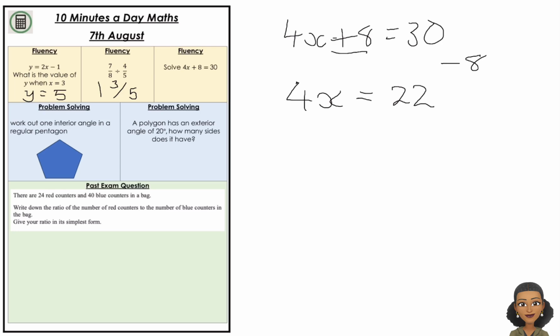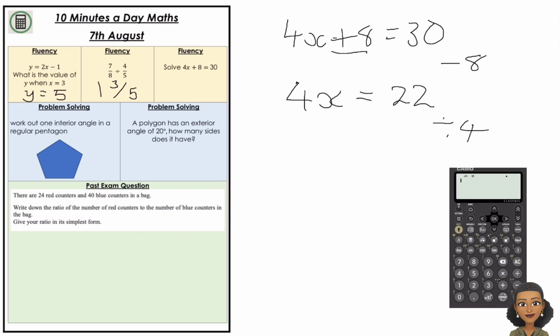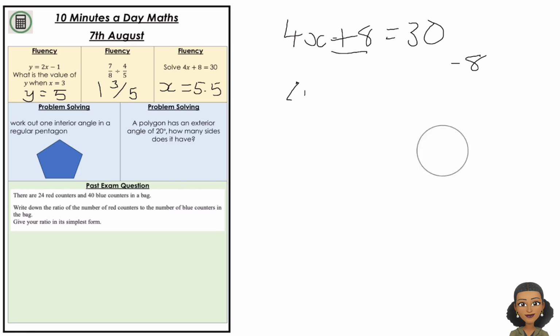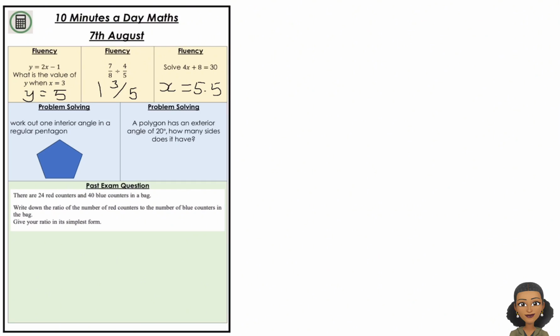Now, a number next to a letter, as I mentioned earlier, means times. We are doing the inverse every step to get that x on its own. So we're going to now divide by 4. So you can see on my screen, I'm doing 22 divided by 4, which gives me 5.5. So we can see here that x equals 5.5. So now we've solved it, we can now write our answer, which is absolutely perfect. Right, let's move on to our problem solving.